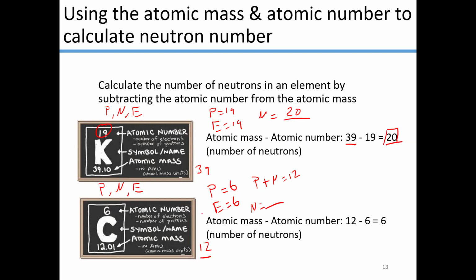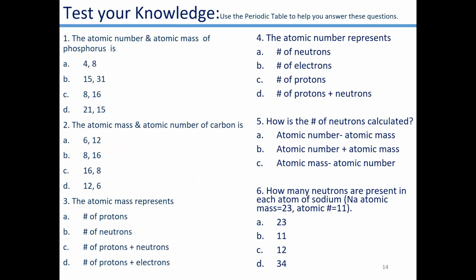Again, we can subtract out our atomic number because that's telling us the number of protons, subtracted from this, which is our nucleus, or protons and neutrons together. So we take our 12 minus 6, leaving us with 6 neutrons. All right, awesome. So right over here is another test your knowledge.